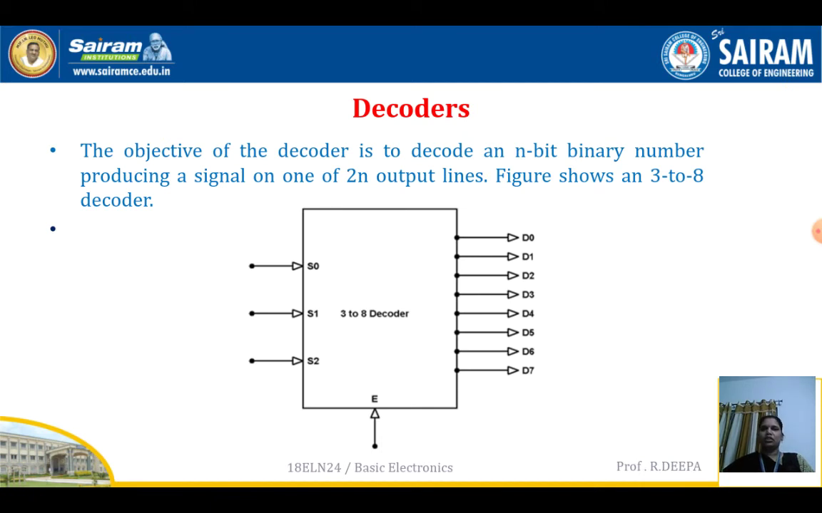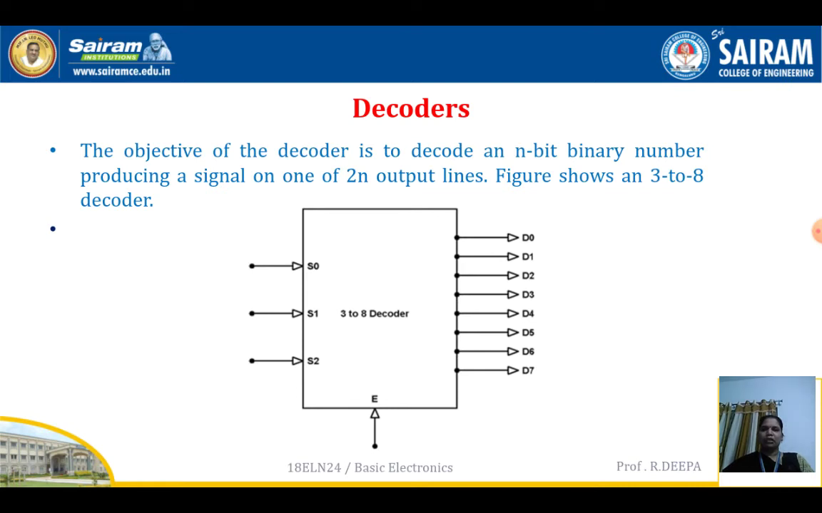Next, we are going to learn about decoders. What is a decoder? The objective of a decoder is to decode an n-bit binary number, producing a signal on one of the 2^n output lines. The block diagram is shown below. It consists of 3 input data lines, and these 3 input lines are decoded as 8 outputs.